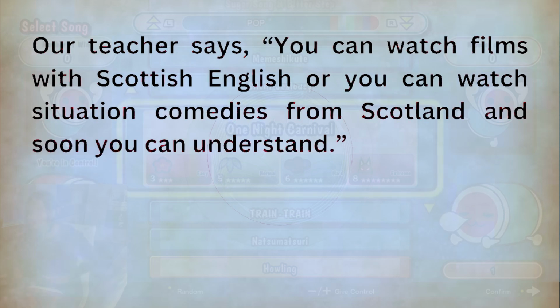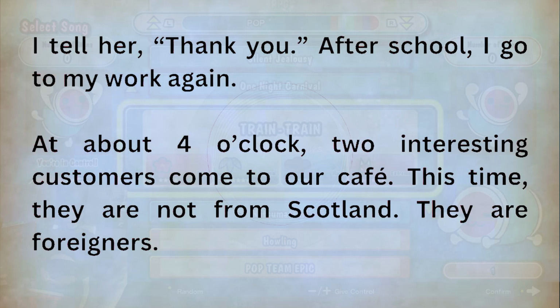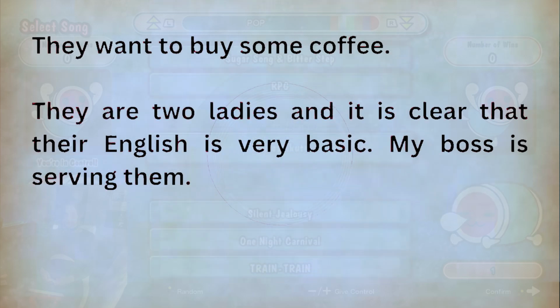Our teacher says, you can watch films with Scottish English, or you can watch situation comedies from Scotland and soon you can understand. I tell her, thank you. After school, I go to my work again. At about 4 o'clock, 2 interesting customers come to our cafe. This time, they are not from Scotland. They are foreigners. They want to buy some coffee.